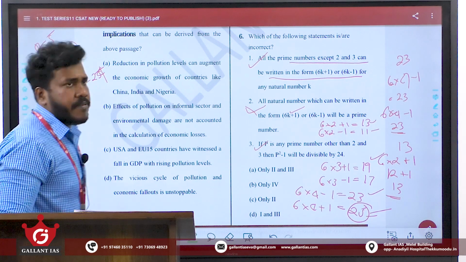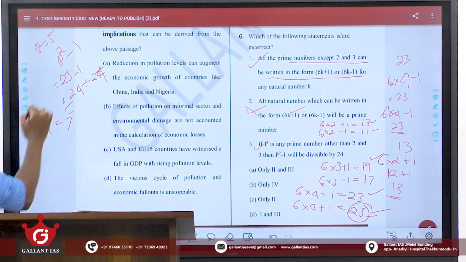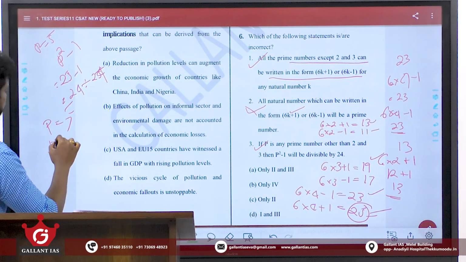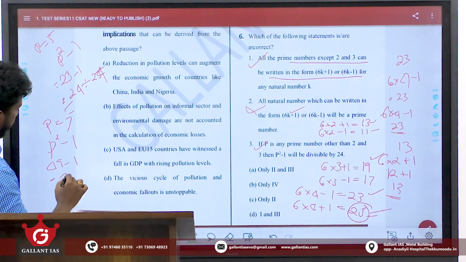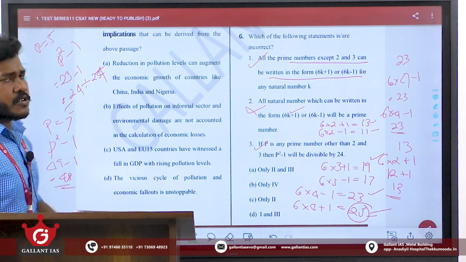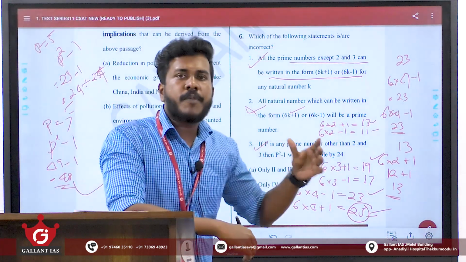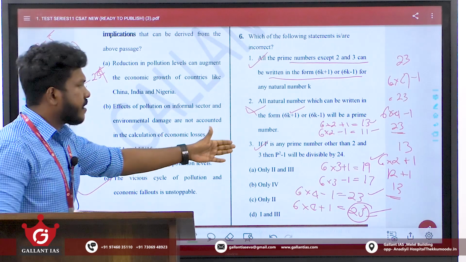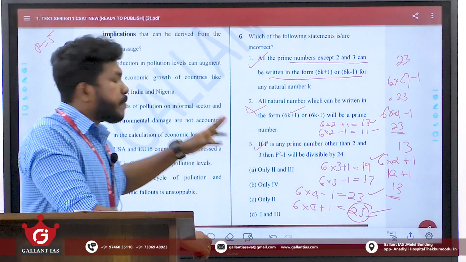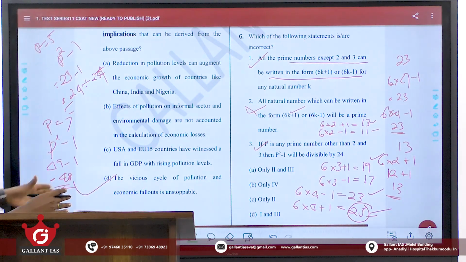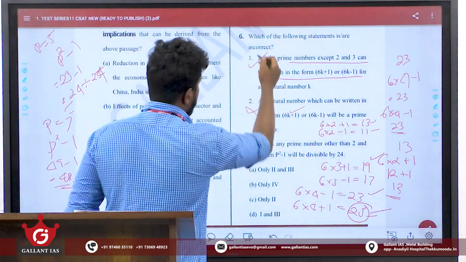Now assume another prime number, 7. When p is 7, p square minus 1: 7 squared is 49, and 49 minus 1 is 48. You know that 24 times 2 is 48. Again, this condition is satisfied. So statement 3 satisfies the condition for all values of p except 2 and 3. So the third statement is correct, and the correct statements are 1 and 3.